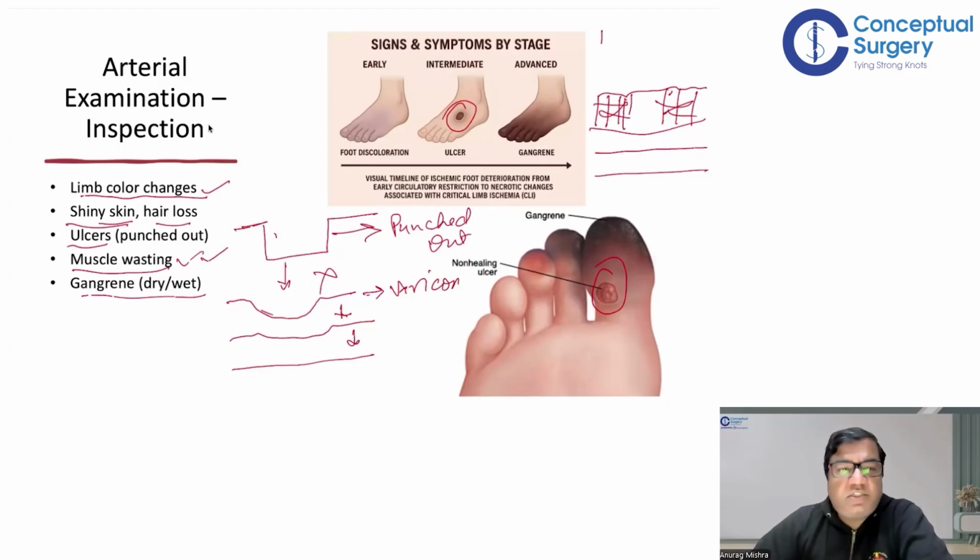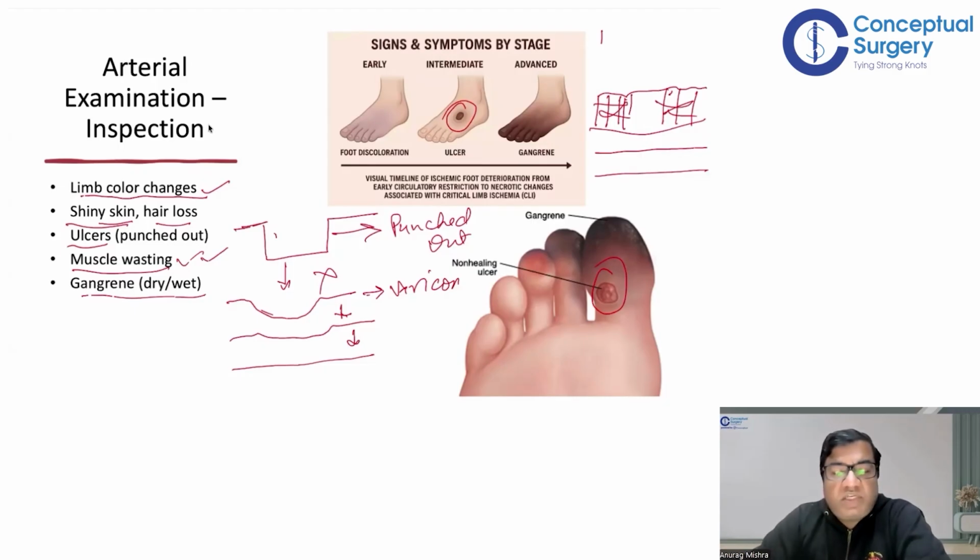So look for color change, look for how the skin is, what the hair distribution is, look for any ulcers or any wounds, look for scars. If you see a lot of scars on the foot, that means the patient has had a lot of traumas, and then various wounds are there. And then look for muscle wasting.